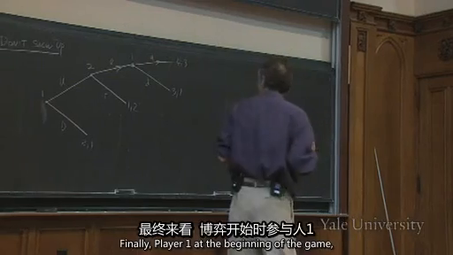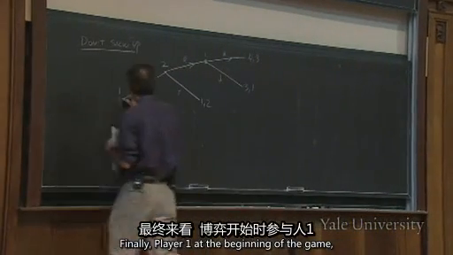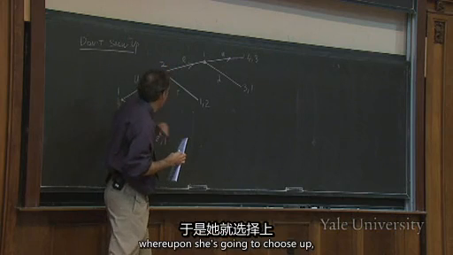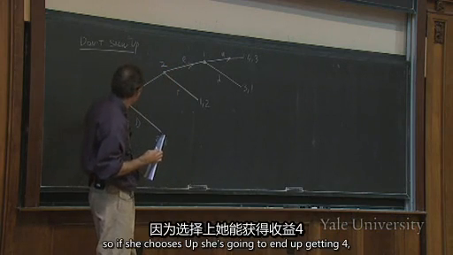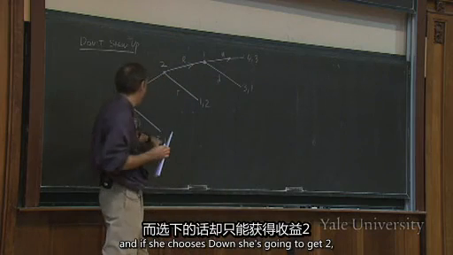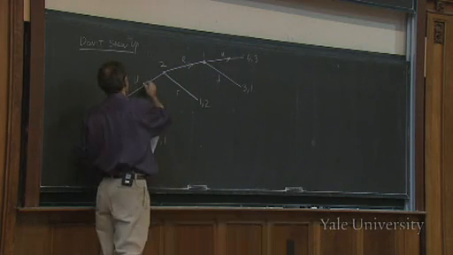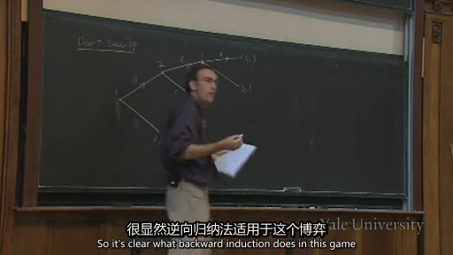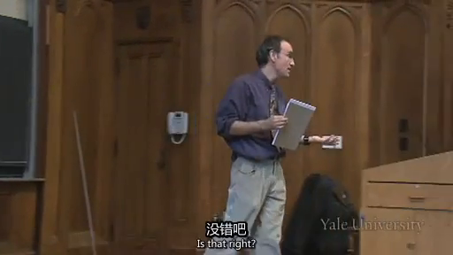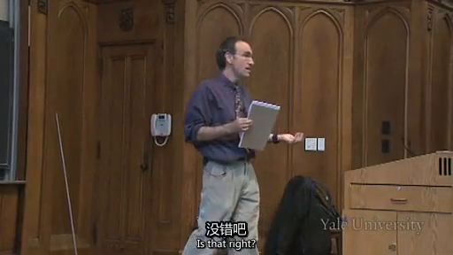All right? And finally, player 1 at the beginning of the game knows that player 2 is going to choose left, whereupon she's going to choose up. So if she chooses up, she's going to end up getting 4. And if she chooses down, she's going to get 2, so she's going to choose up. So it's clear what backward induction does in this game, and that's what most people did in the game. Is that right?